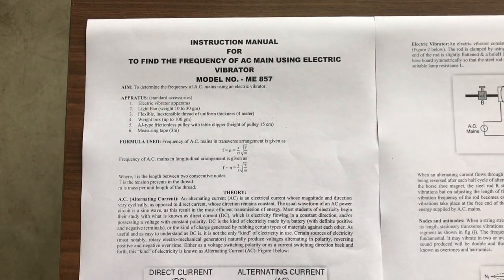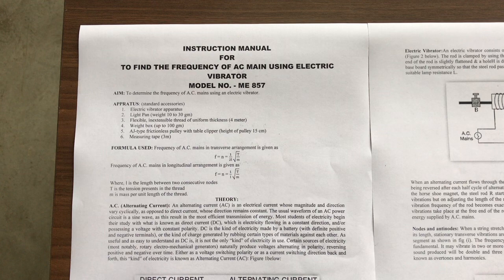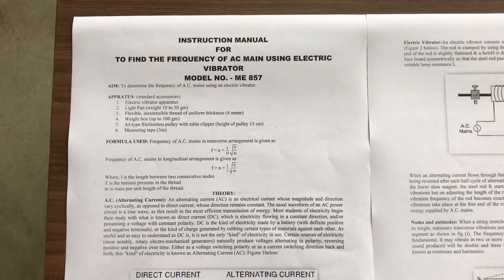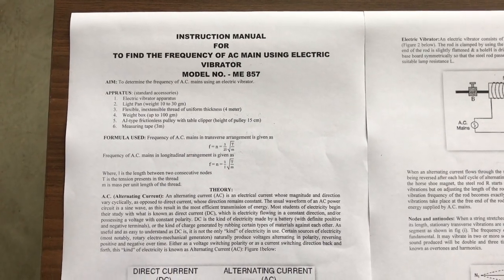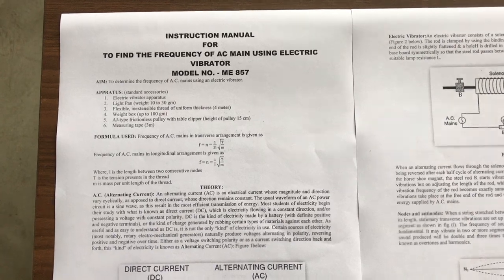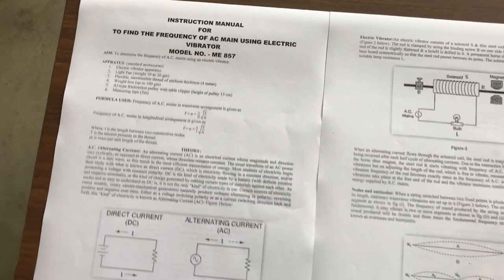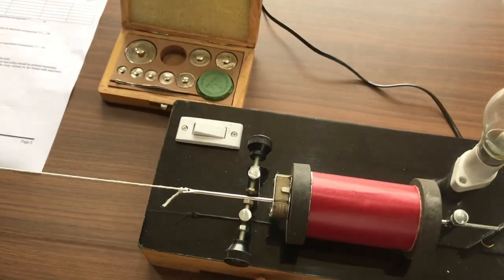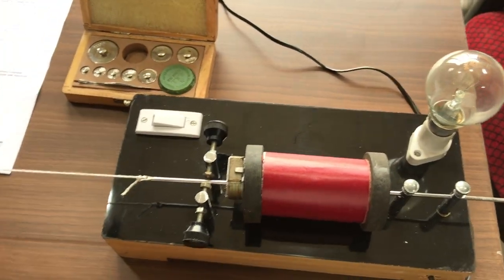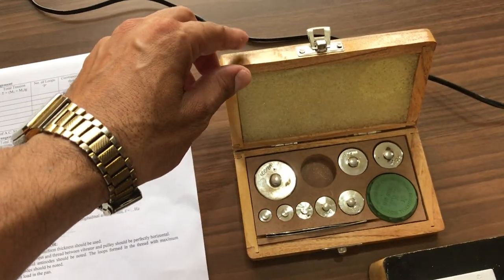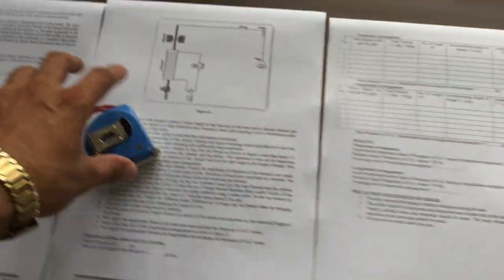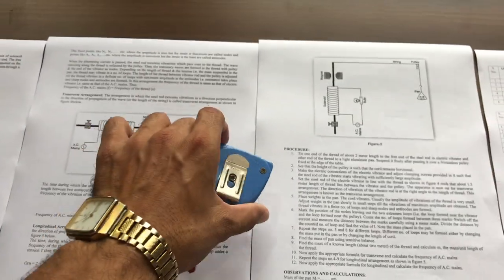Hello everyone, today I'm going to demonstrate how to determine the value of frequency of AC mains using an electrical vibrator. In order to perform this experiment, we require an electrical vibrator apparatus, a weight box of 100 grams, and a measuring tape of 3 meters.